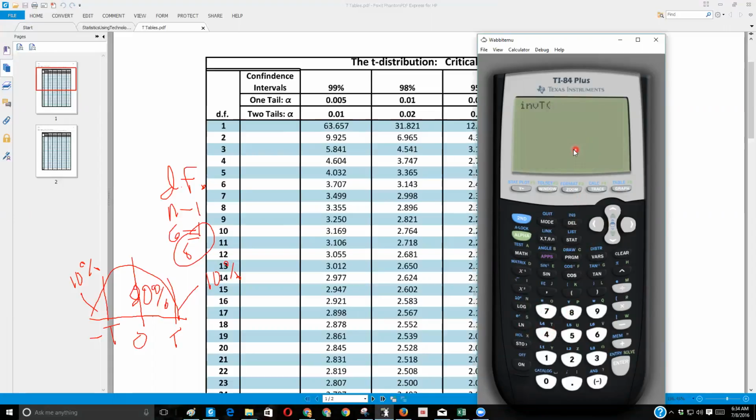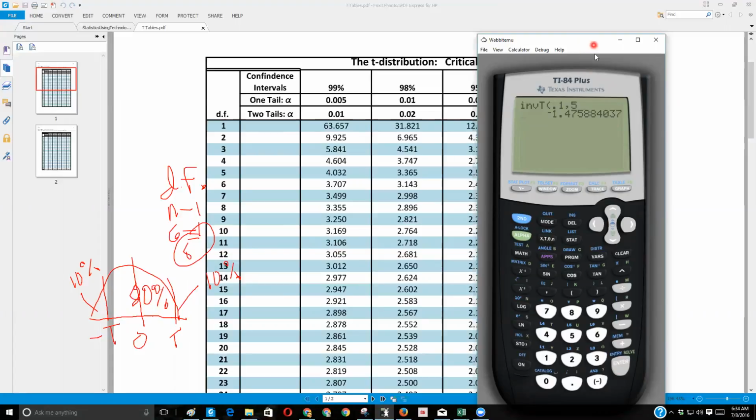And then what the syntax is looking for is the area to the left. So the area to the left is 10%. That's what's outside on the left, on the bottom. So I'm going to type in 0.1. And then it's asking me for the degrees of freedom. Well, the degrees of freedom is 5. And it's telling me negative 1.476.